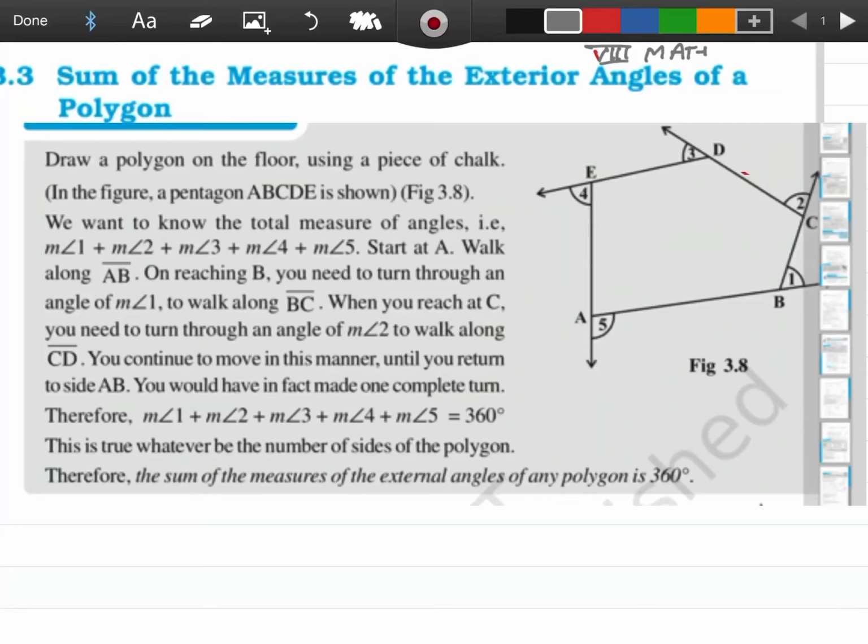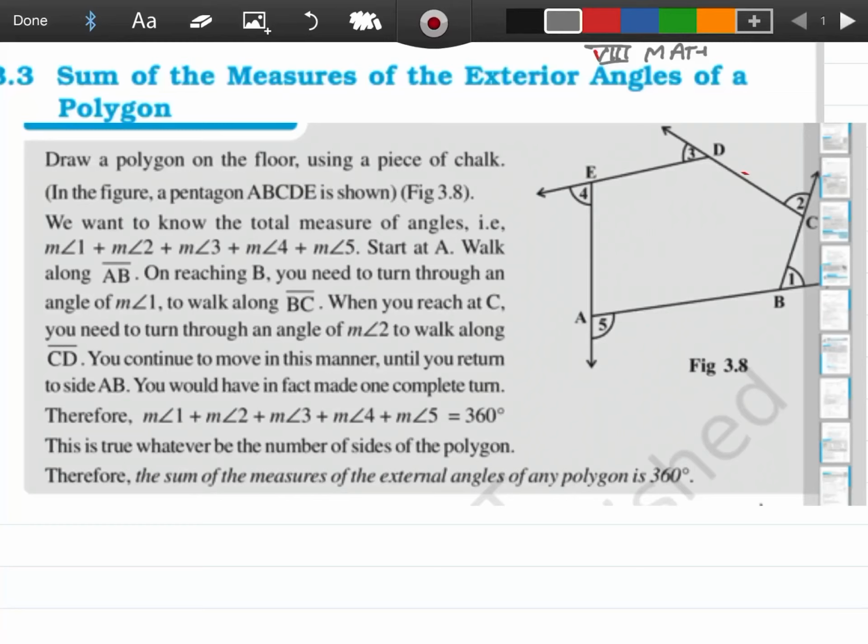Class 8 maths. Yes, children. In the previous video we learned about quadrilaterals and polygons. Now in this video we are going to learn about the sum of the measures of the exterior angles of a polygon.